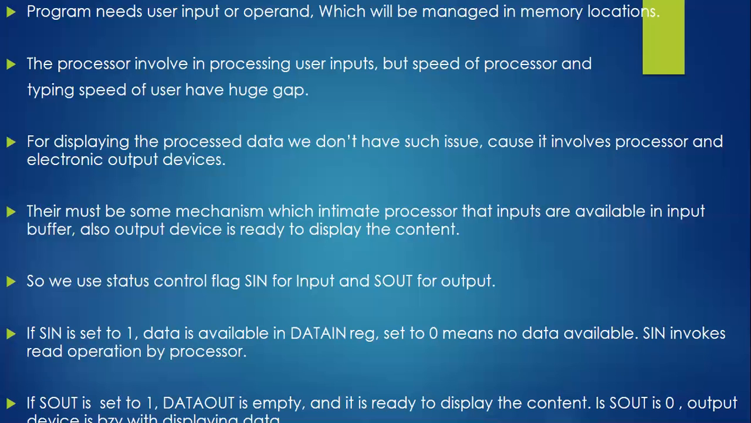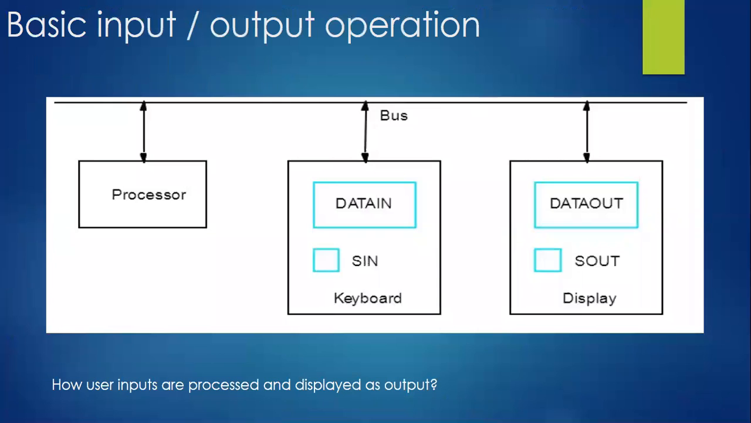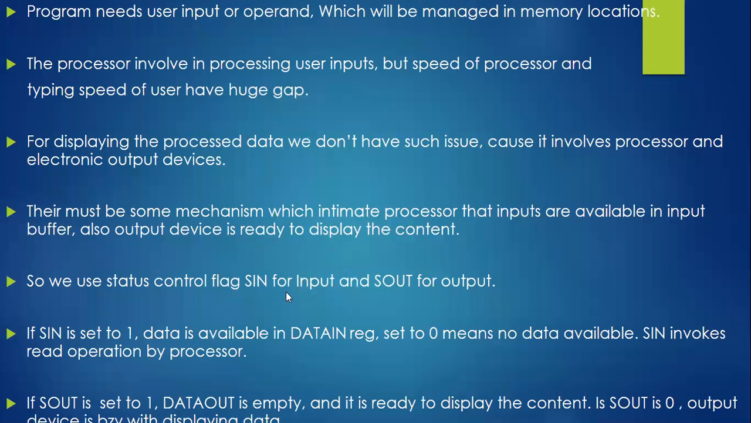So we use status control flags. In the previous slide, you can observe S in and S out. We call these the status input flag and the status output flag. These are indications we use to intimate the processor whether data is available in data in or not, and S out is used to indicate whether the output unit is ready to display the content or not. I told you, right?